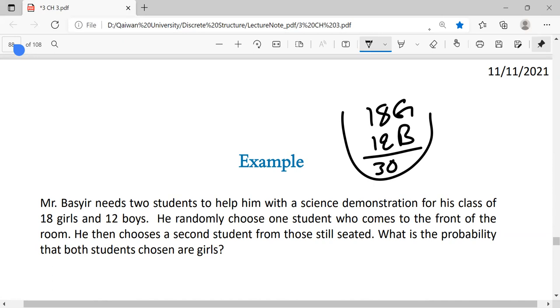That means the first event is choosing the first student, and the second one is choosing the second student. He then chooses the second student from those still seated. What's the probability that both students chosen are girls?